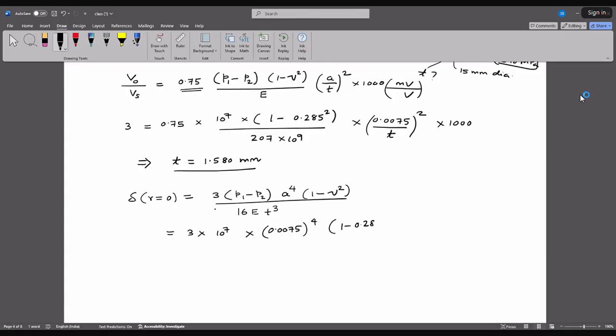That's 0.285 square divided by 16 into E into T cube. T you have just found, 1.580 cube. So if you calculate, it will come out to be 0.107 millimeter. That is your central deflection.